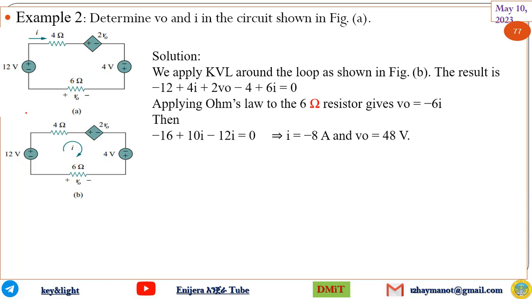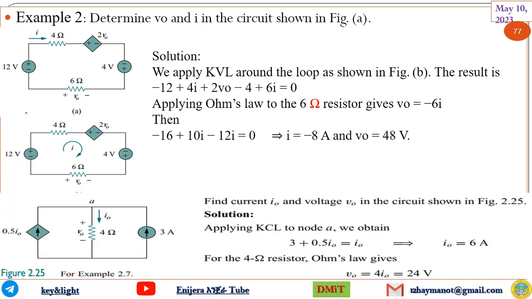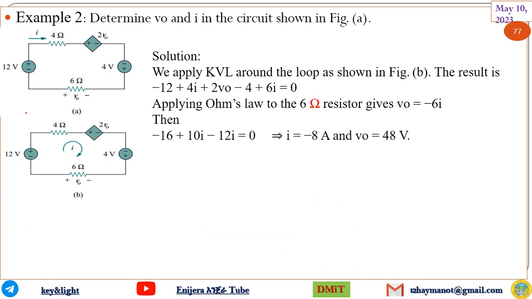Applying KVL around the loop, the result will be minus 12 volts plus 4 times the current I plus 2 times V naught minus 4 plus 6I is equal to 0. What is V naught? V naught is equal to 6 times I.